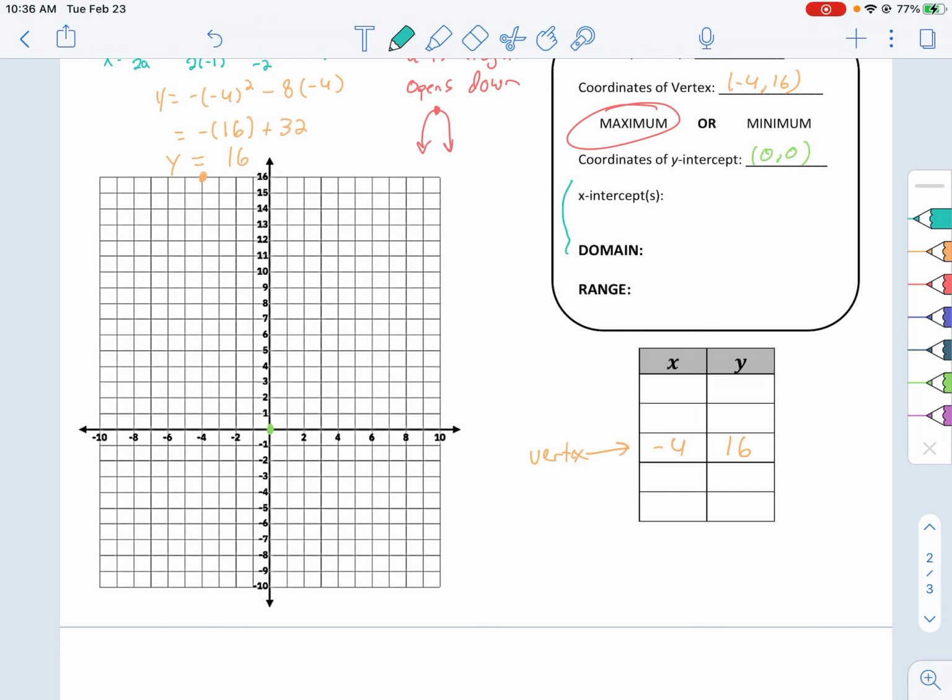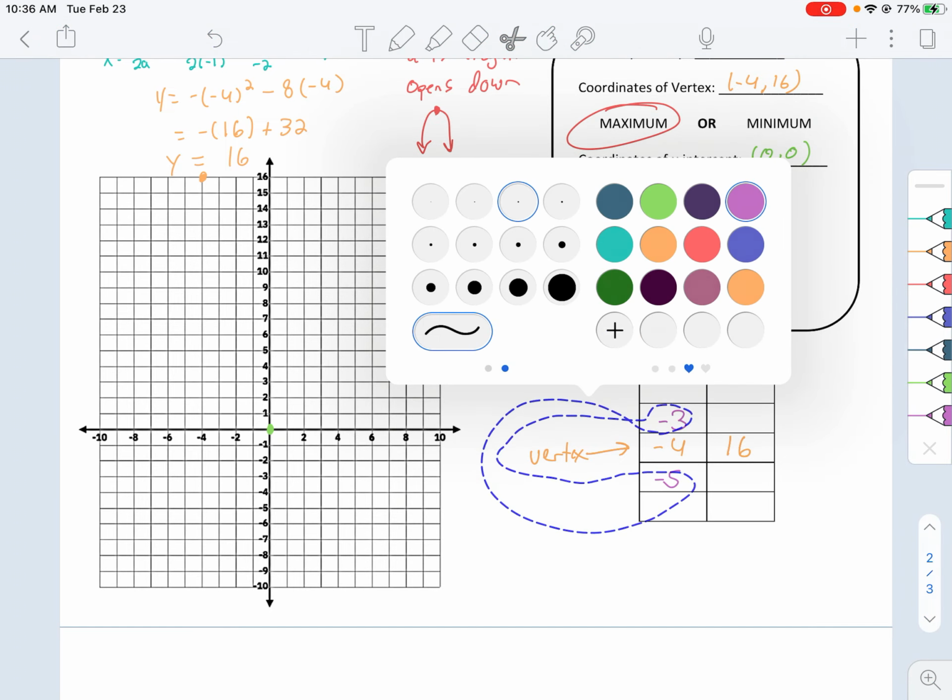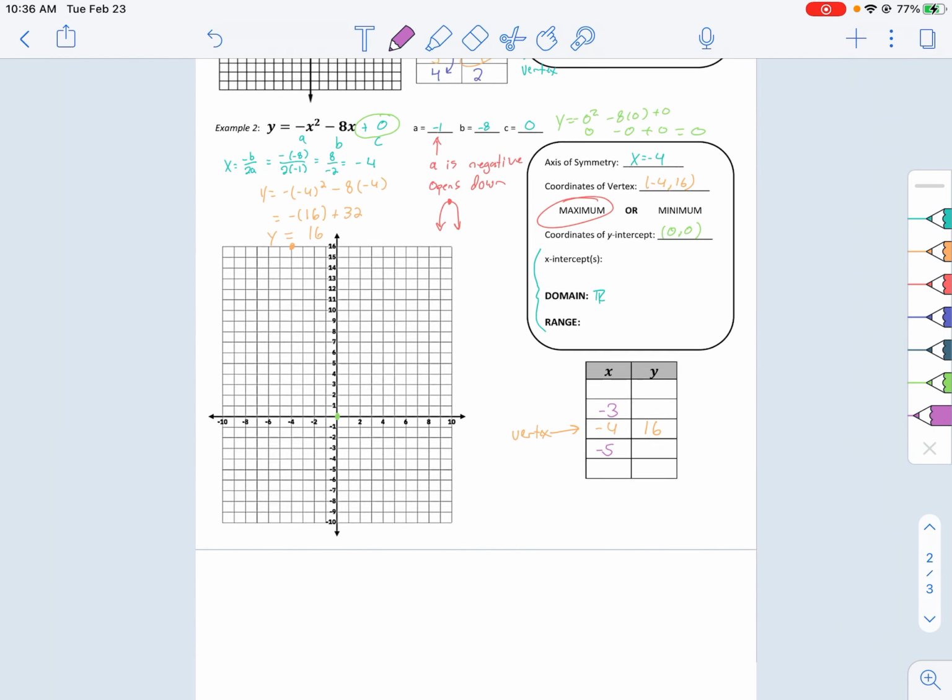The rest of these things, x-intercepts, domain, and range, are easiest to find with the graph. We always know domain is all real numbers, though, so we can always put that. So, as I said, you want to go up 1 from negative 4 and down 1 from negative 4. So, going up 1 from negative 4 would give us negative 3. Going down 1 from negative 4 would give us negative 5. And then we just need to plug those things in. Let's change this color again. Make it pink. And then we'll plug those values in, right?